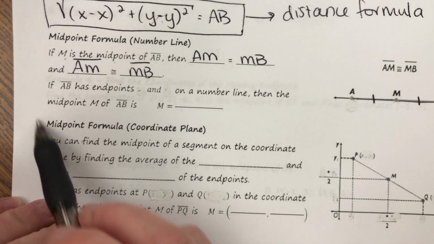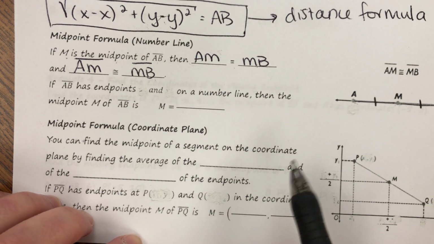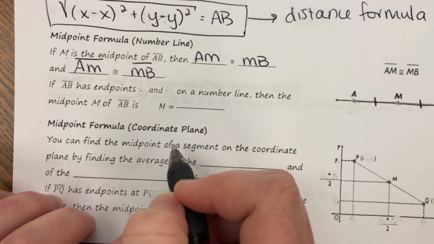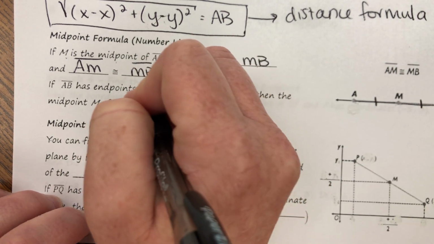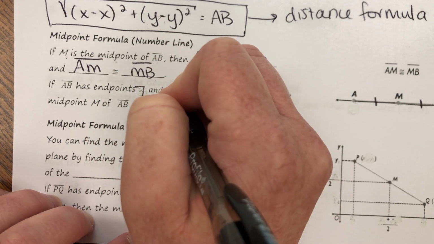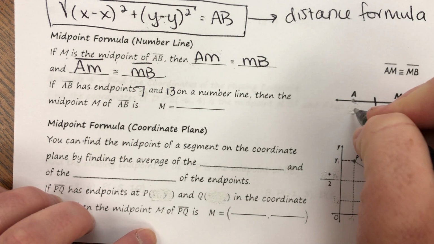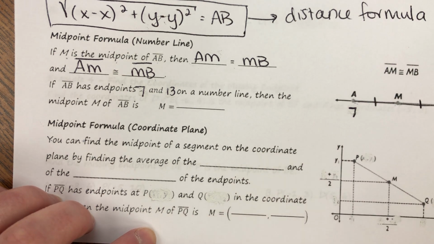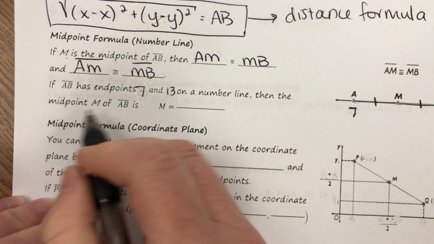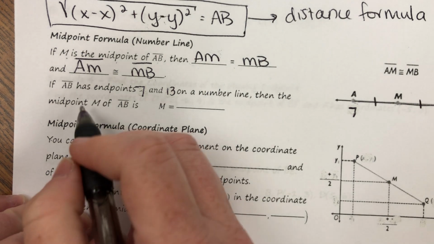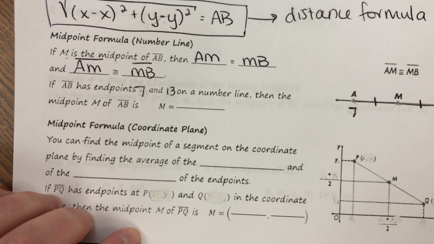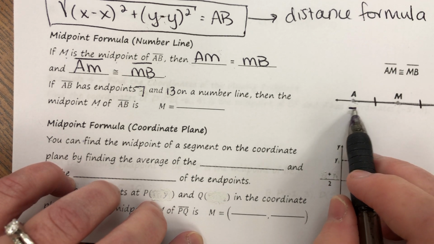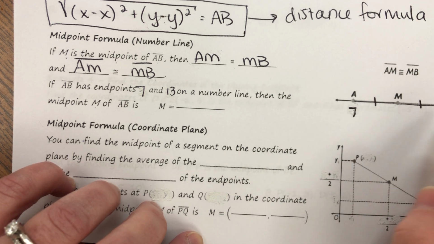They're the same size. If line segment AB has endpoints at, I think they had something else on your notes, but I'm going to give you actual numbers, 7 and 13. So down here I'm going to write a 7, and here I'm going to write a 13. Then the midpoint M of line segment AB is what? How do I figure it out? I am going to add these together, right?